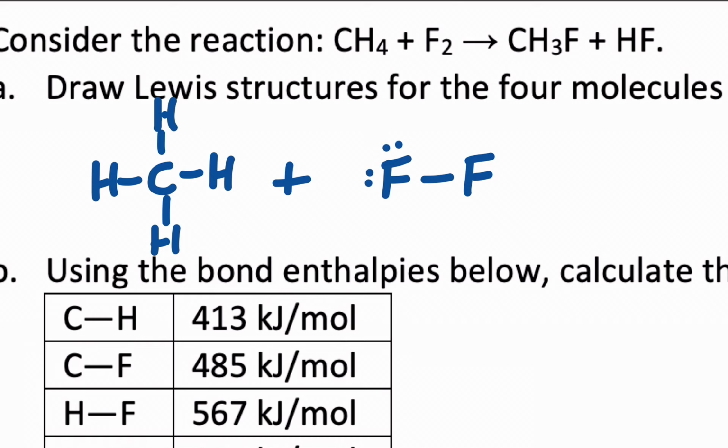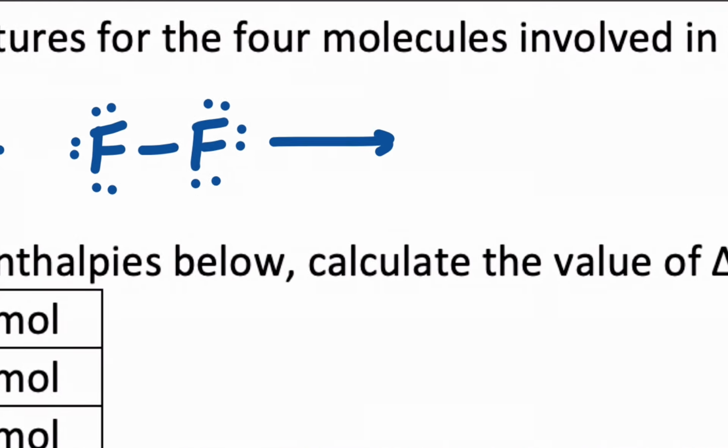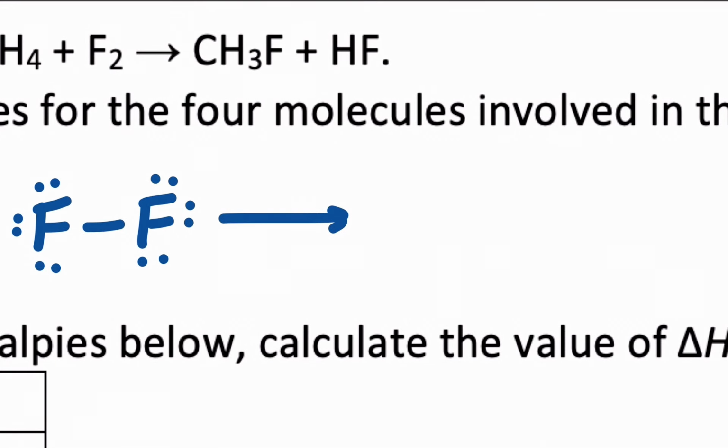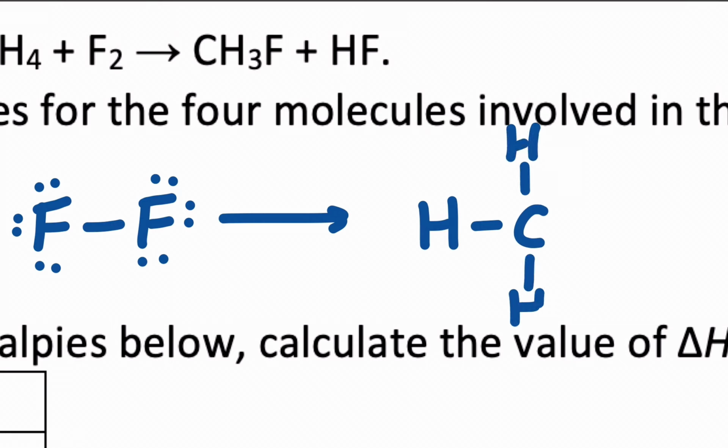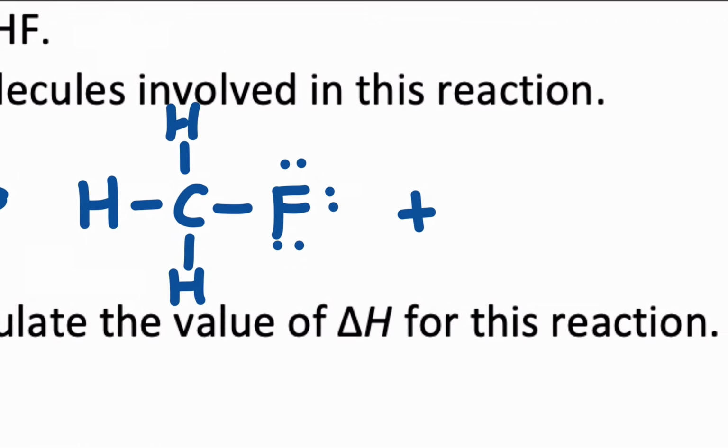Fluorine has a whole lot of lone pairs on it. I don't know how picky they would be about putting them in, but I guarantee it's not wrong to put them in, so I'm going to do that. CH3F, what's called fluoromethane, has 3 CH single bonds and 1 fluorine attached to that carbon. And then we have a molecule of HF.